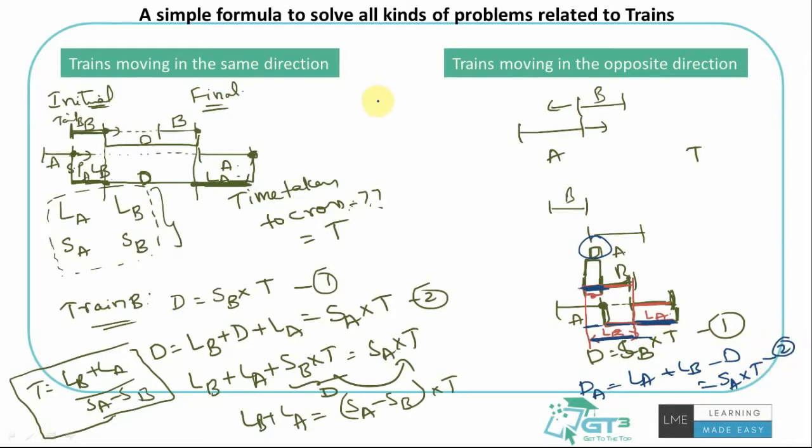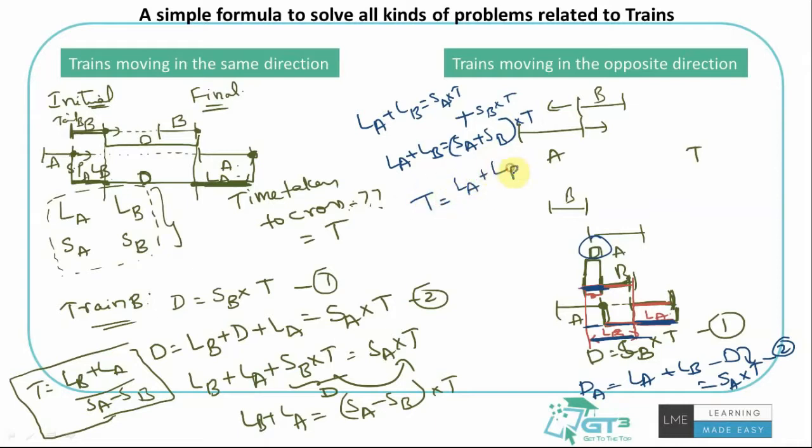So we can solve both the equations. Let's put D equal to SB into T into the second equation. It will turn out to be LA plus LB is equal to SA into T plus D, because D goes from here to here. That I can put as SB into T. That makes it LA plus LB is equal to SA plus SB into T. Finally, you're going to get T is equal to LA plus LB by SA plus SB.